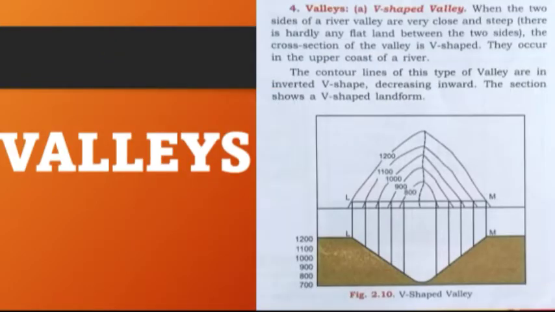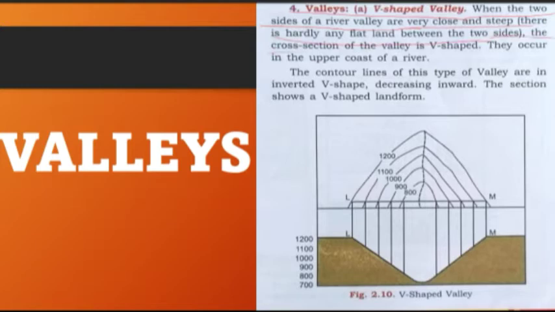Now valleys are of types. First is the V-shaped valley. When the two sides of a river valley are very close and steep, there is hardly any flat land between the two sides. The cross section of the valley is V-shaped. They occur in the upper course of a river. The contour lines of this type of valley are in an inverted V shape, decreasing inward. The section shows a V-shaped landform.